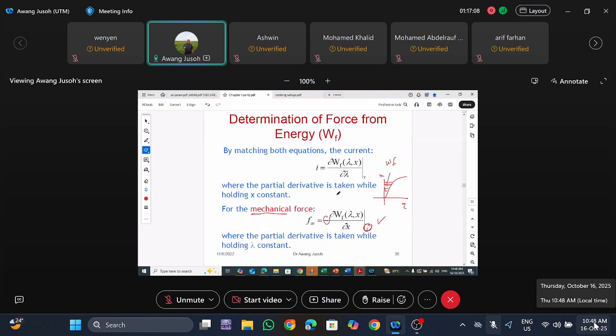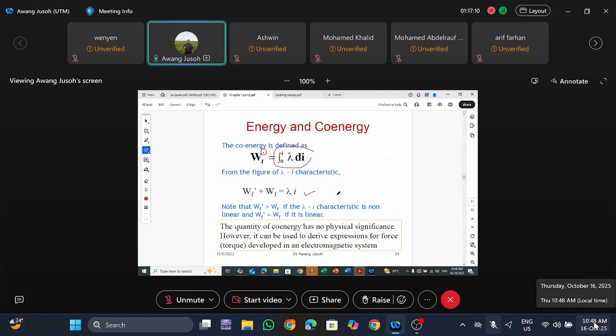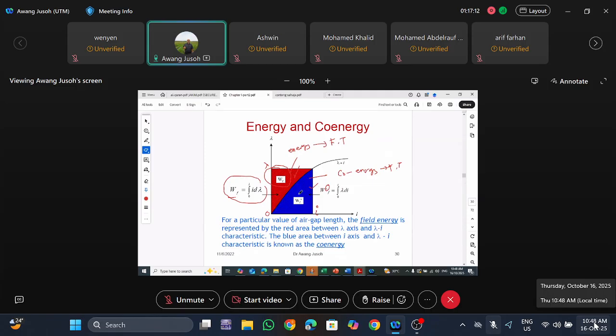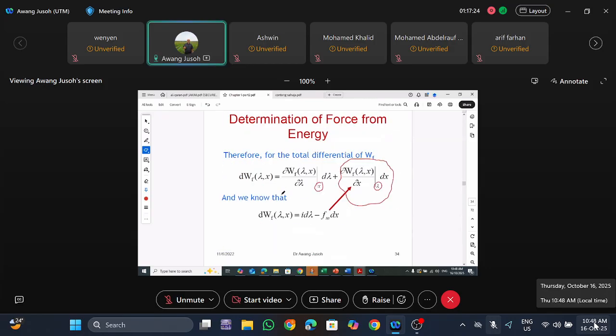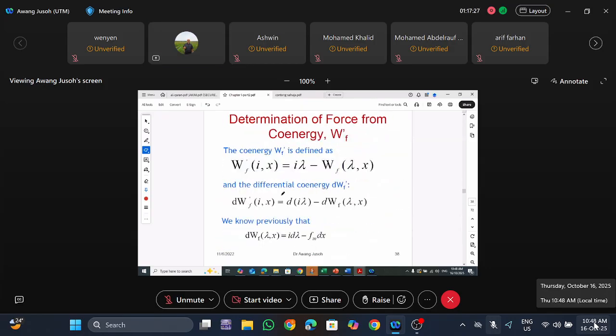Now, if we are going to find the force or the torque using co-energy, remember the blue color here? The blue color represents the co-energy, W_f prime. So how do you find the torque or force from this co-energy concept? Just now we got the formula for the co-energy. This is your co-energy, the bottom one, this lambda I.